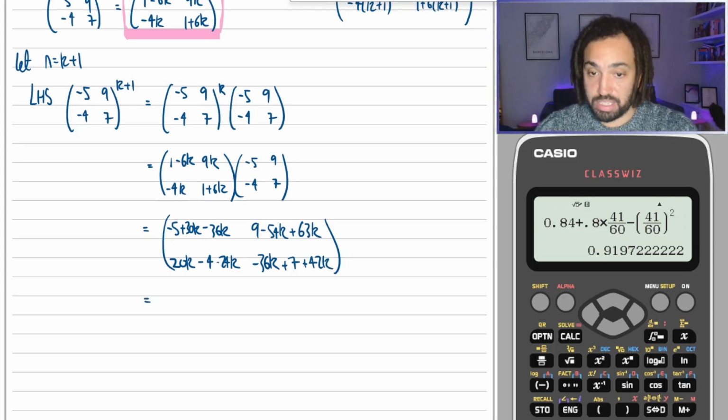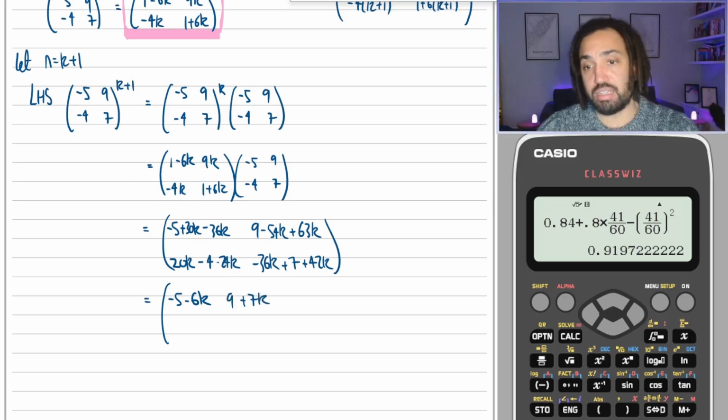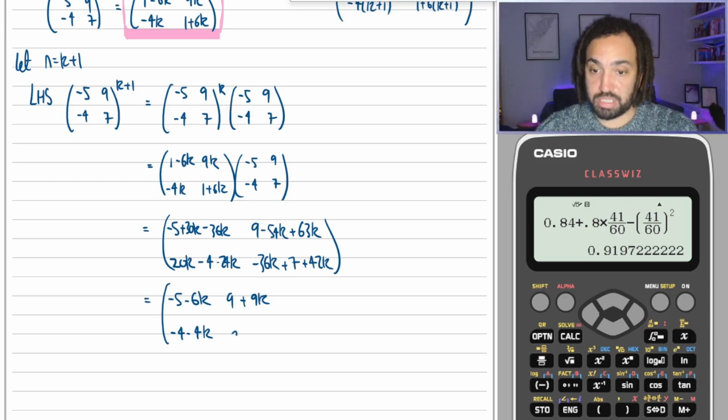Okay, brilliant. Let's simplify this now. So that's minus 5 minus 6k. And this one is 9 plus 7k. No, it's not. It's 9 plus 9k. And this one here is minus 4k and minus 4. And this one here is 6k plus 7.